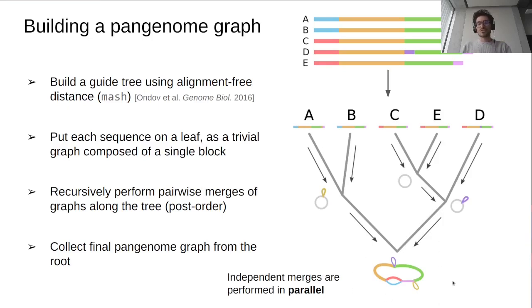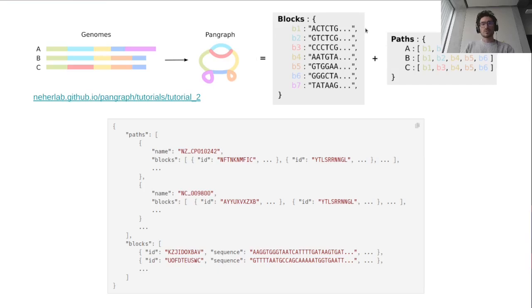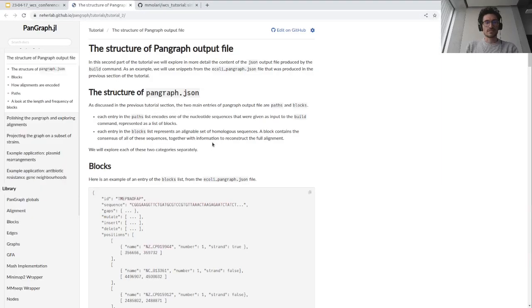But what is the structure of the output file? The output file is a JSON file, as I was telling before, and it contains two main entries, which correspond to blocks and paths. So blocks, as explained before, have a consensus and encode the alignment, and paths are a list of blocks. In our documentation, we have more details on the content of these JSON files.